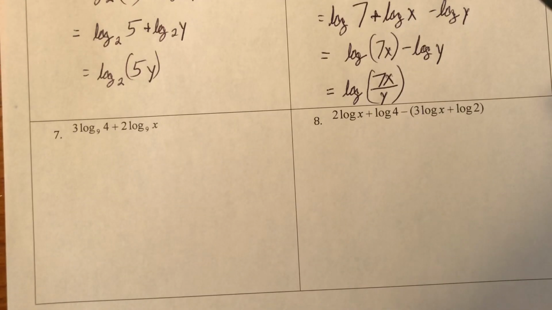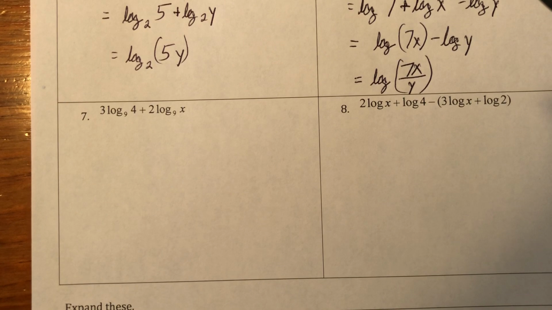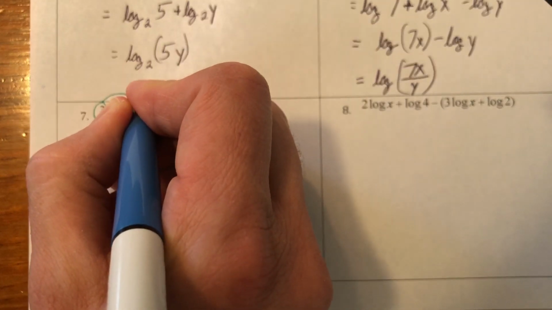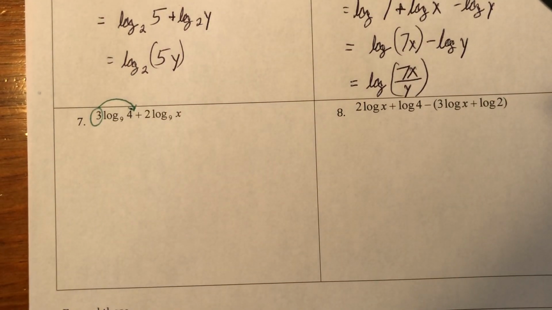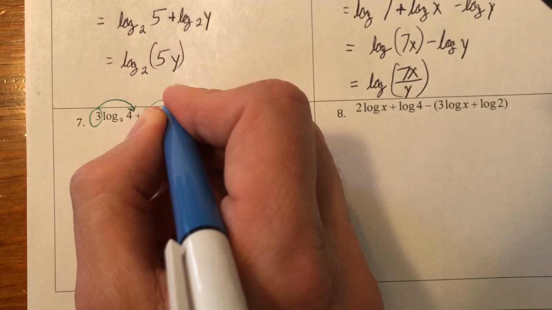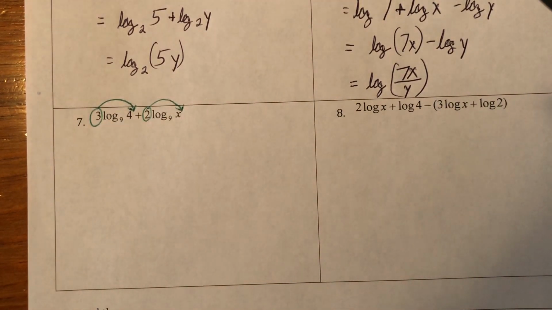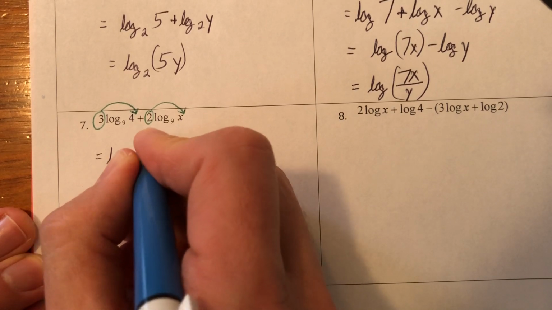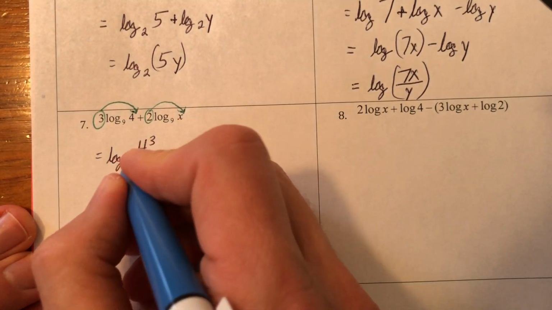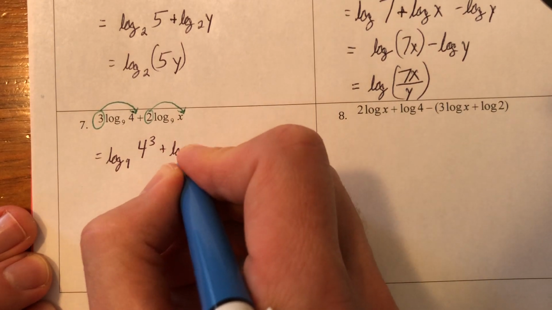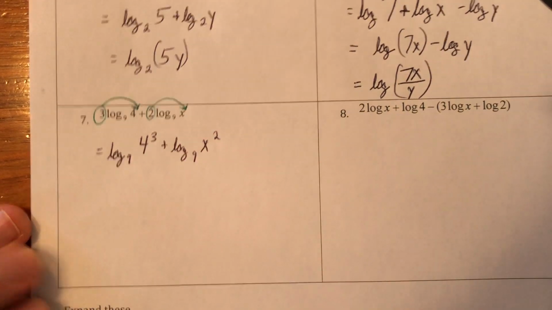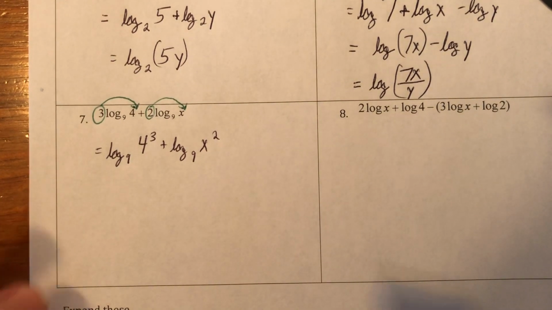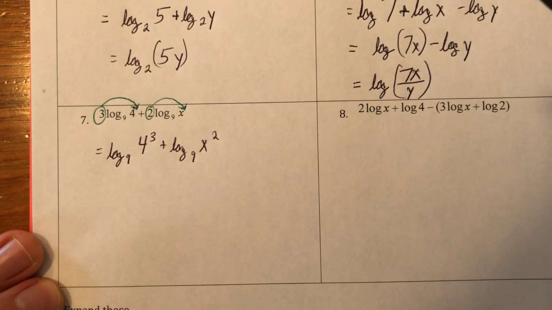All right, 2 more in this section. This 3 is going to move up and become 4 to the 3rd. This 2 is going to move up and become an exponent. It'll become x squared. So let's just go ahead and write that, and then we'll go from there. So this is equal to log base 9 of 4 to the 3rd, plus log base 9 of x squared. Now, it's easy to look at all these numbers and say, well, I'm confused, like 9, 4, 3. The 9 stays. It's 4 to the 3rd that we need to deal with.